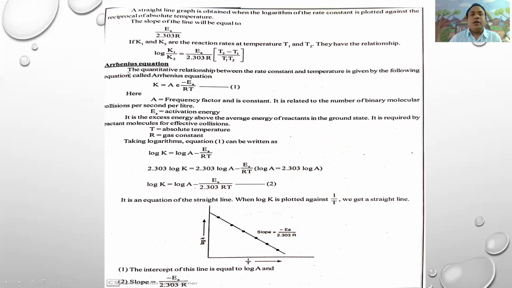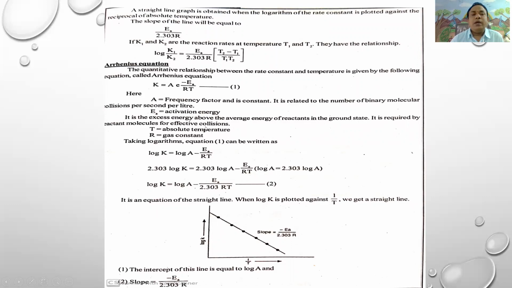First, the Arrhenius equation. The quantitative relationship between the rate constant and temperature is given by the following equation, called the Arrhenius equation, that is K equal to A into e to the power of minus Ea by RT, equation number 1, where A is the frequency factor and is a constant. It is related to the number of binary molecular collisions per second per liter. Ea is the activation energy. It is the excess energy above the average energy of reactants in the ground state.